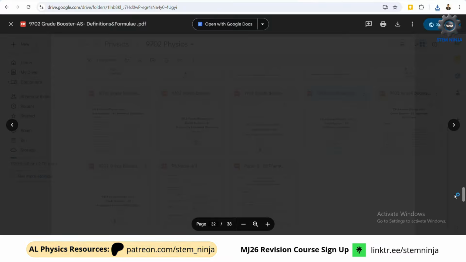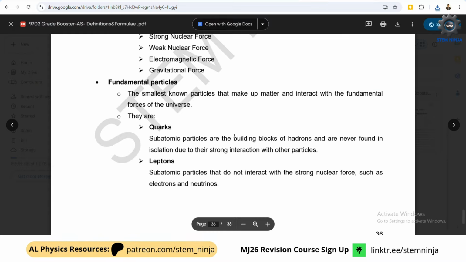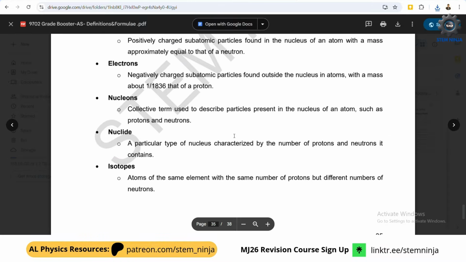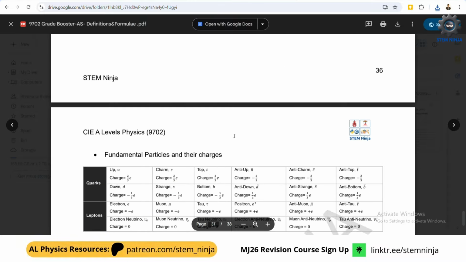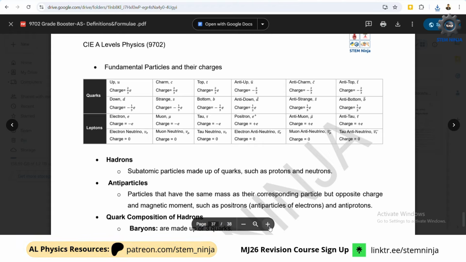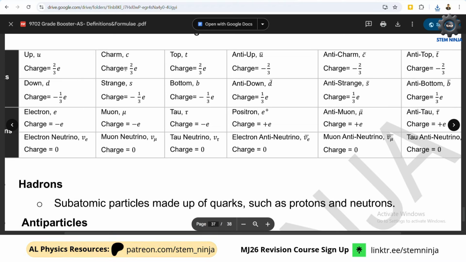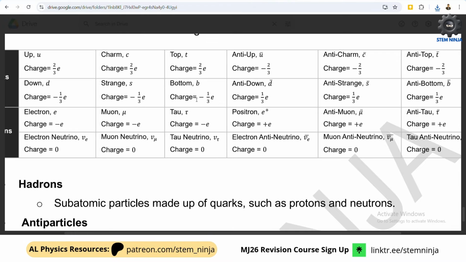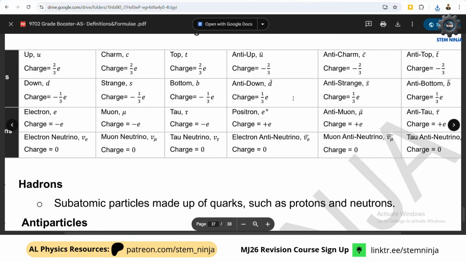So we go to particle physics, and there is a table of particle physics. Yeah, this one. So you see, up, charm, top have the same charge, plus 2 over 3e. Down, strange, bottom have minus 1/3 e charge. So you should be able to memorize these easily, and if you want any help, definitely you can go through the Patreon link to buy the grade booster pack.